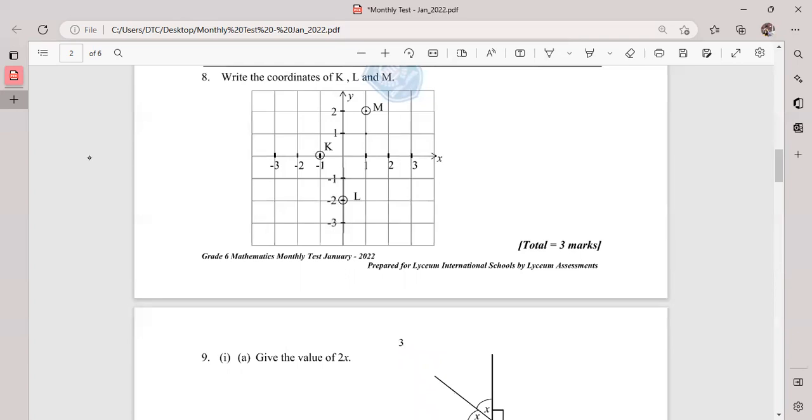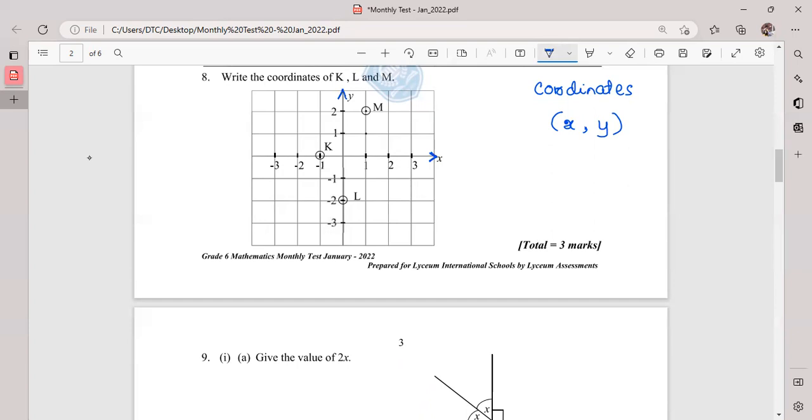And you know that for coordinates, we have two values. What are those when coordinates are explained? How do you write them? First you write the x value, then put the comma and you write the y value. How do you identify them? The horizontal axis is x and the vertical axis is y, right?